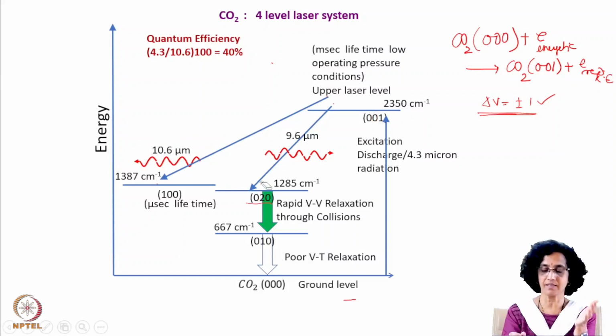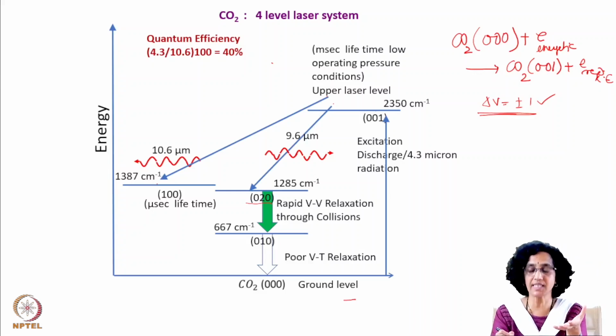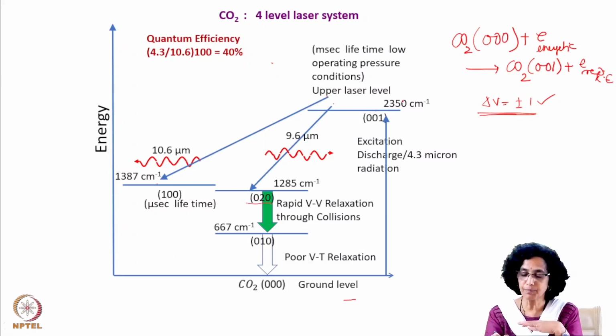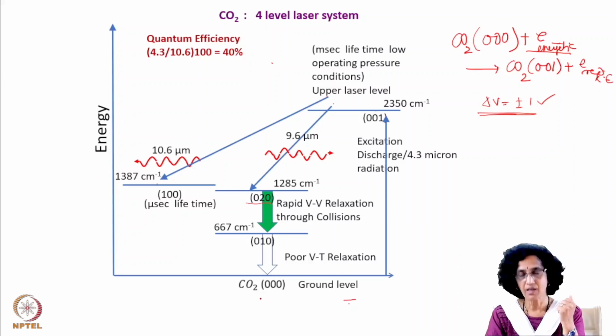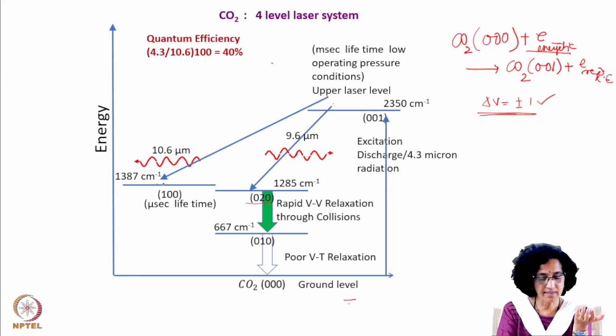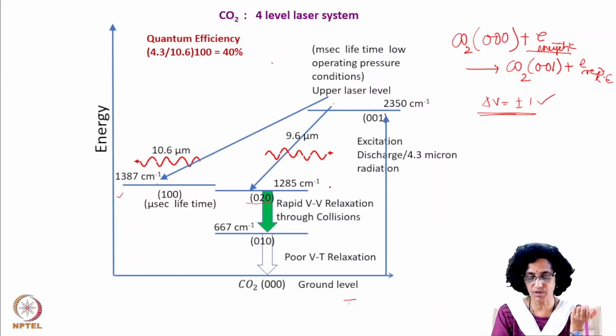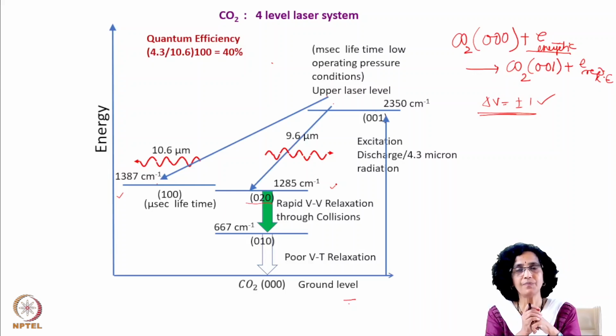So once the population inversion is created, then lasing can take place. Now we have said that the upper level is populated by collision of the ground level molecules with energetic electrons, right? But is it not possible that ground level CO2 molecules will collide with electrons and get excited to 100 or 020? Is it not possible?